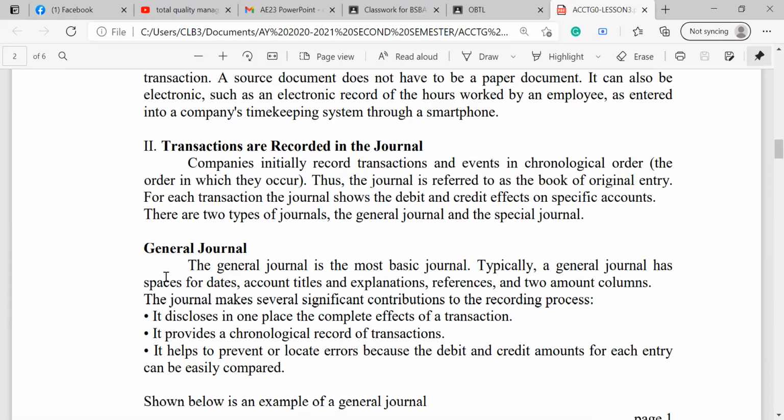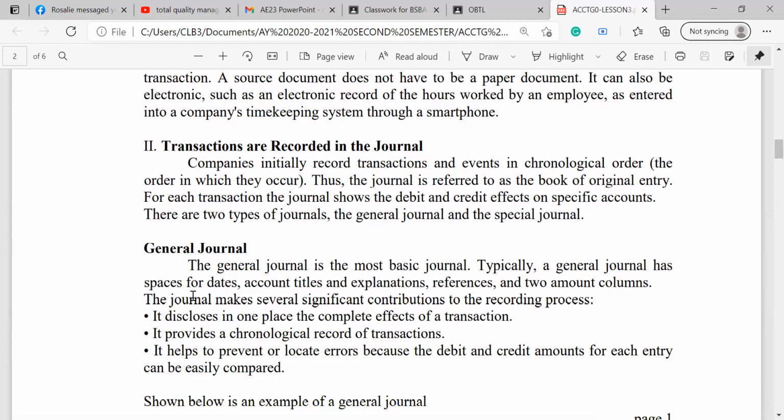Commonly, ang general journal, meron siyang minimal spaces for dates. Siyempre, kailangan identify mo kung anong or ano yung date ng transaction. Dapat din alam natin kung ano ba yung mga account title na gagamitin natin as well as the explanation for the transaction. Okay? Yung references. At saka yung two amount columns. One for the debit and one for the credit.